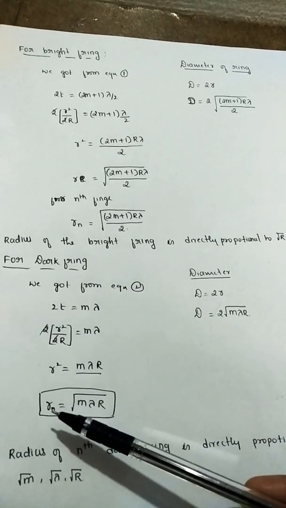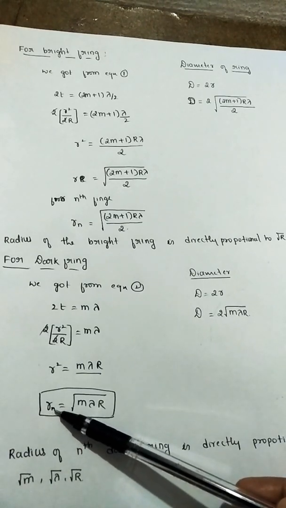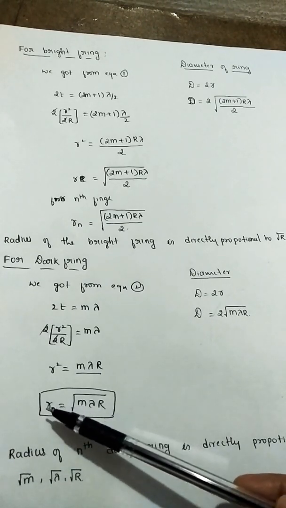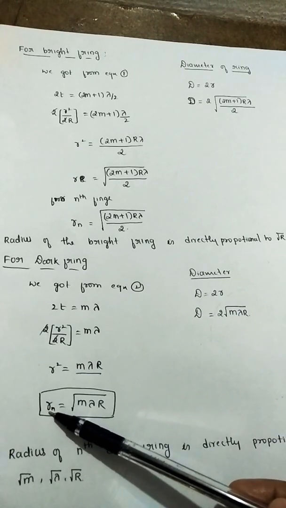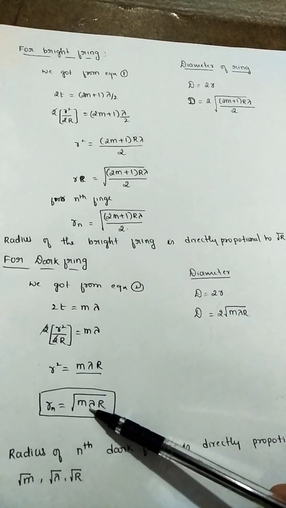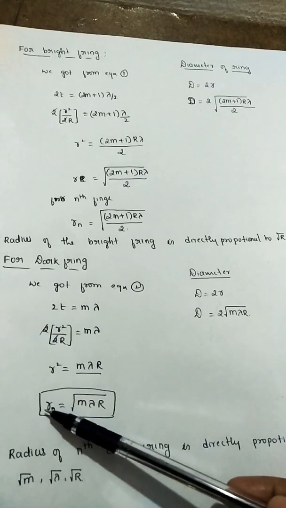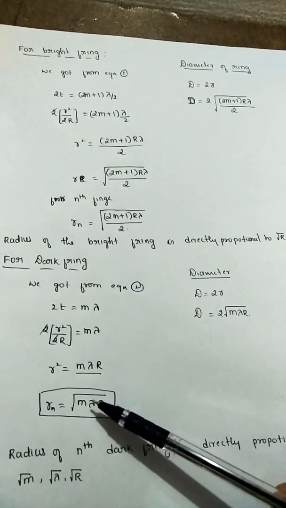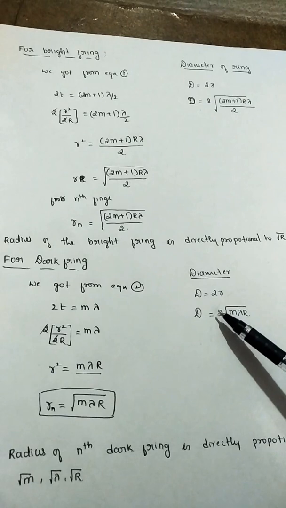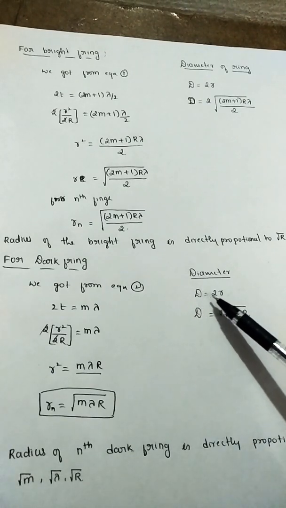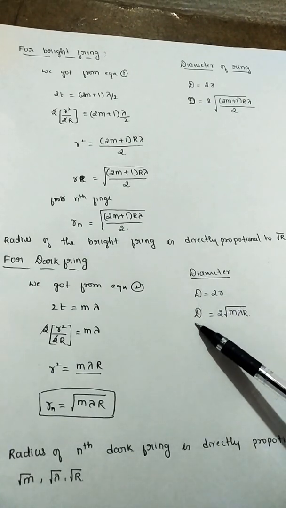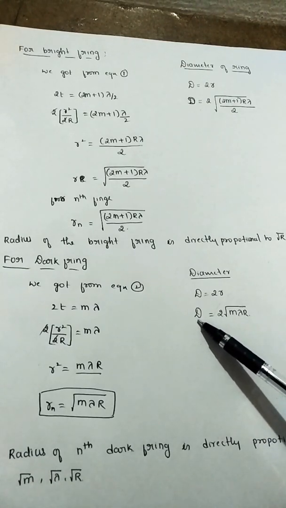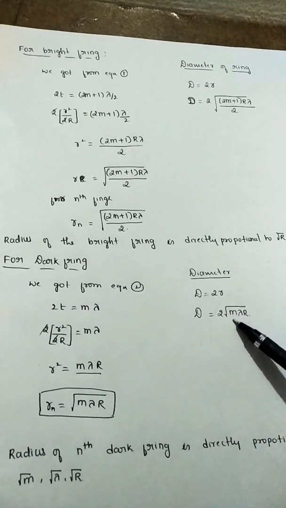Here also the radius of the fringes is directly proportional to the square root of m, directly proportional to the square root of the wavelength, and directly proportional to the square root of the radius of curvature of the plano-convex lens. If we get the radius, then we can calculate the diameter of the dark fringe, that is diameter is equal to 2 into radius. Therefore diameter d is equal to 2 into square root of m into lambda into R.